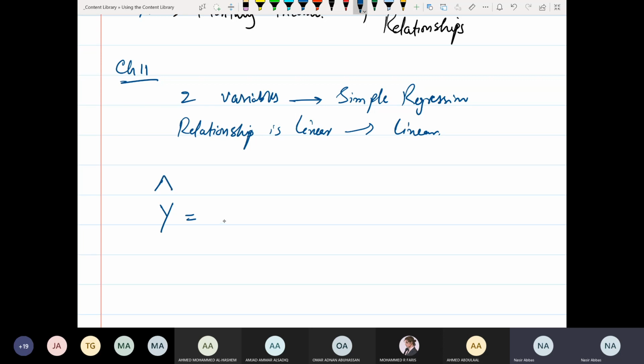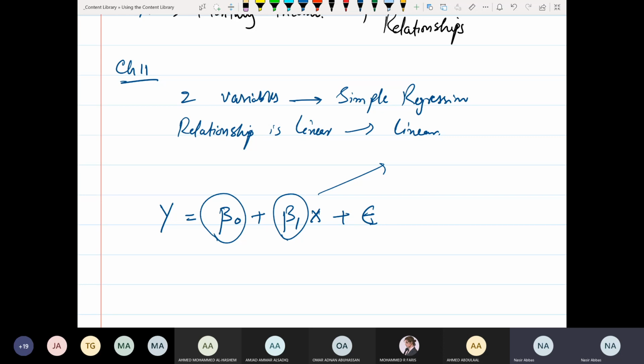Y estimated equals the intercept plus the slope times X. So you'll be trying to estimate this beta naught and beta 1. We can see that there is a relationship between X and Y, and because it is not exact, I will add error here, plus or minus something. This epsilon can be plus or minus something.